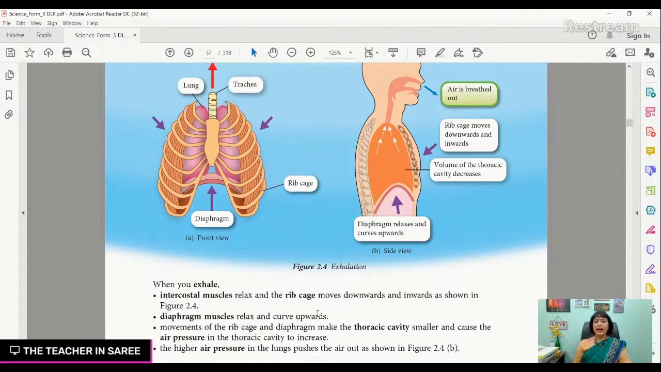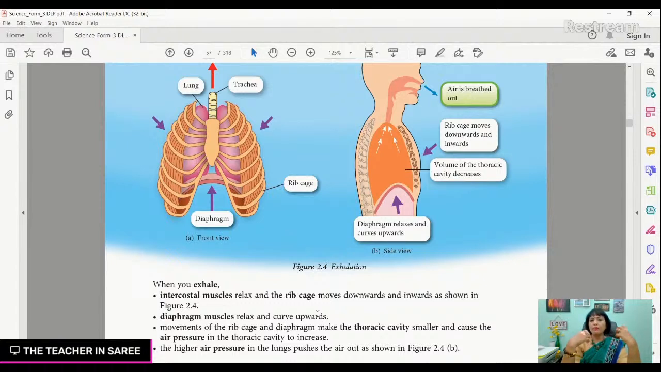Your diaphragm will relax and curve upwards. That's why your diaphragm in its normal position is like that. Just now they contracted and became flattened when you needed to inhale. Now they become relaxed and curved. So all this, with the rib cage becoming smaller and the diaphragm already curved upwards, will decrease the volume inside the thoracic cavity.